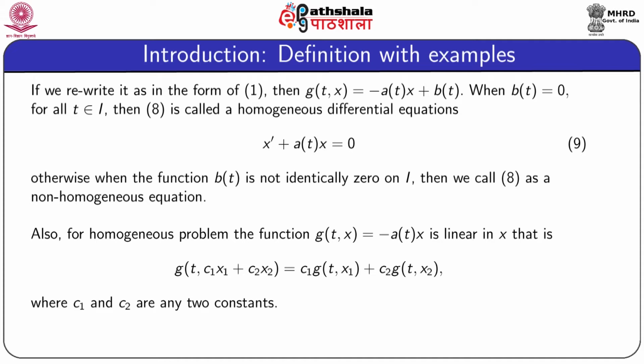Also, for the homogeneous problem, the function g(t,x) equal to minus a(t)x is linear in x, that is, g(t, c1 x1 plus c2 x2) is equal to c1 g(t,x1) plus c2 g(t,x2), where c1 and c2 are any two constants.